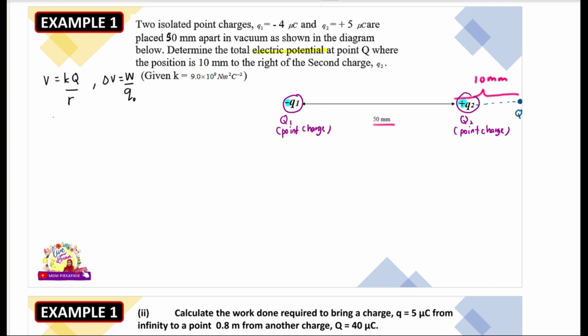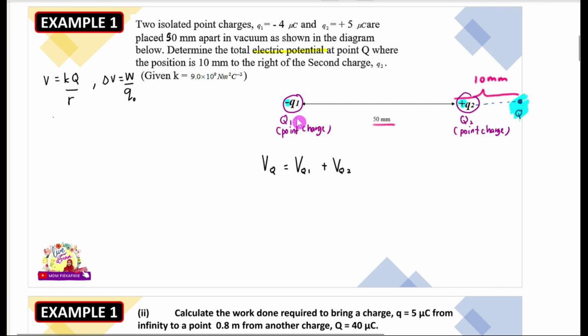So now we want to calculate the electric potential using the equation V equal to KQ over R, at point Q here. Which formula do we use? V, the electric potential at point Q. We have two point charges, which means the electric potential at point Q due to charge 1 plus the electric potential at point Q due to charge 2. And always remember, our charge 1 is negative.